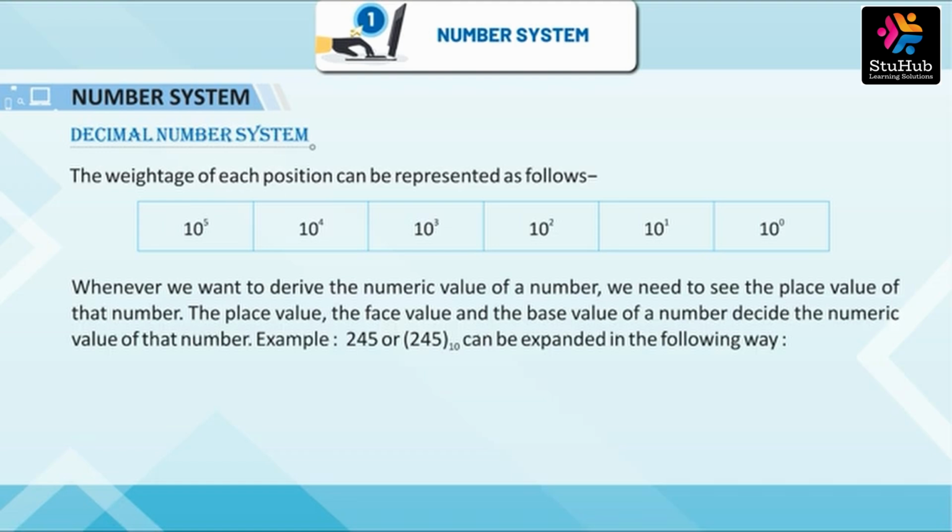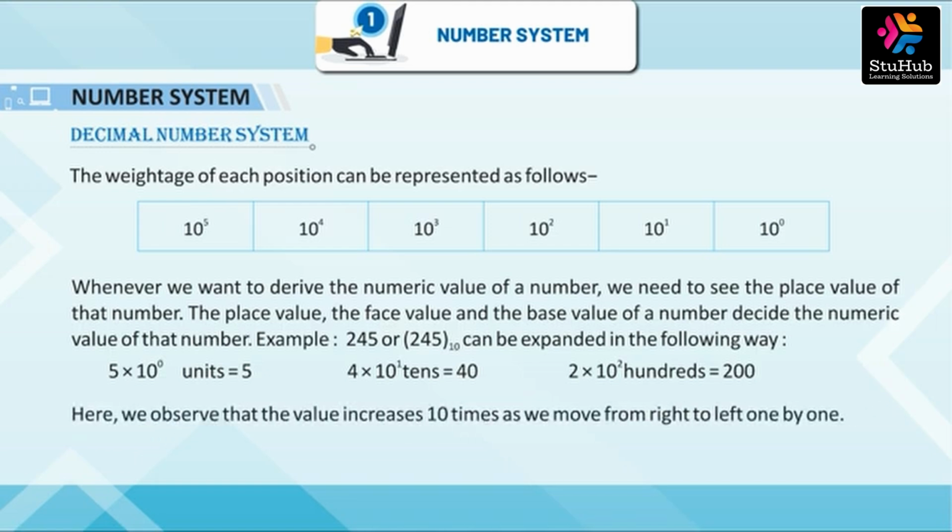The place value, the face value and the base value of a number decide the numeric value of that number. Example, 245 with base 10 can be expanded in the following way. 5 into 10 to the power 0 units equals 5. 4 into 10 tenths equal 40. 2 into 10 hundredths equal 200. Here, we observe that the value increases 10 times as we move from right to left one by one.